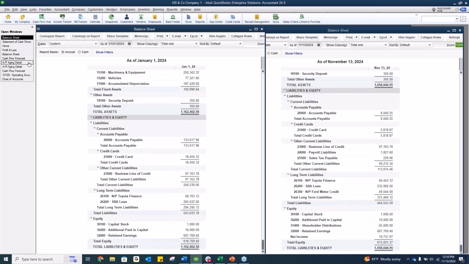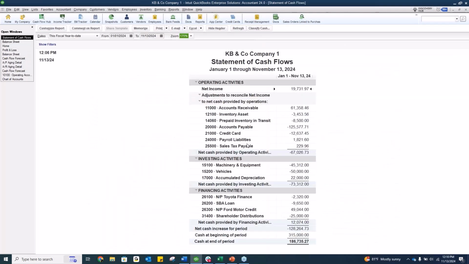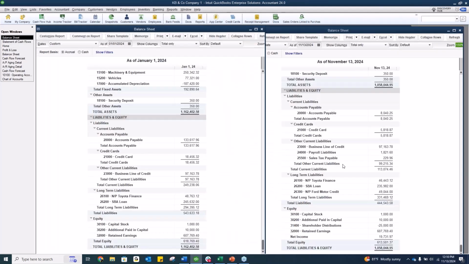On the liability side of our cash flow statement, you're going to see some similar examples here. Let's look at my credit card. My credit card, again, has a negative $12,637.45 on my cash flow statement. Remember that these numbers show the change. If I look at my balance sheet from the beginning of the period to the end of the period, I'm going to see that my credit card balance has decreased.